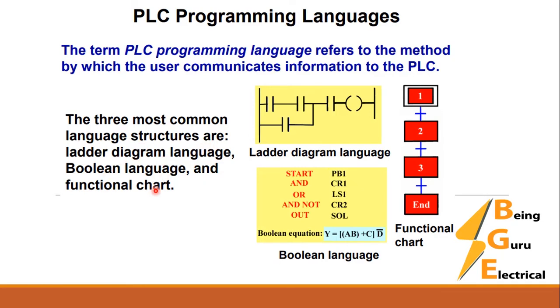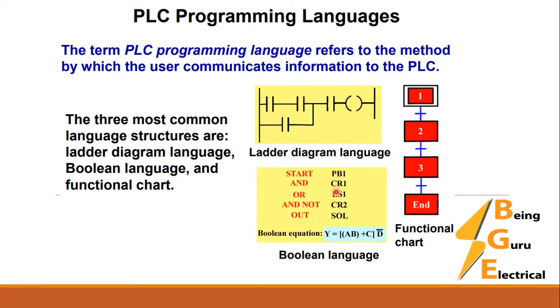If we look at ladder logic, in this we have NO contacts, NC contacts, and output coil. While in the Boolean language we have instructions. This language is also called instruction language because we write instructions in it.